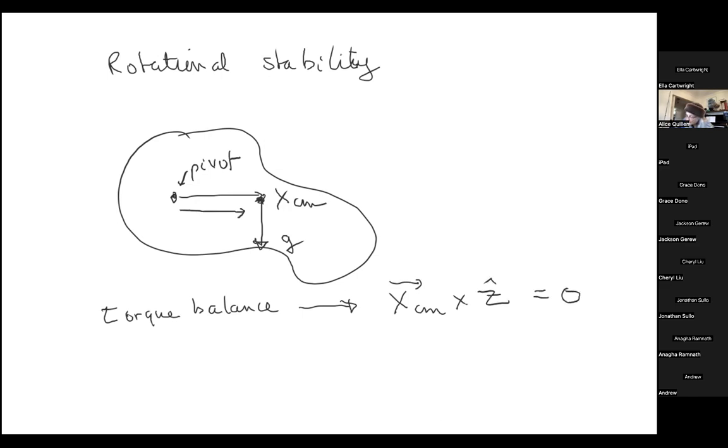So when you have R cross F, because when you have gravity exerted on a system, you can always approximate it as if that gravity force is applied at the center of mass. And so the torque balance winds up being, you just apply the force at the center of mass position.